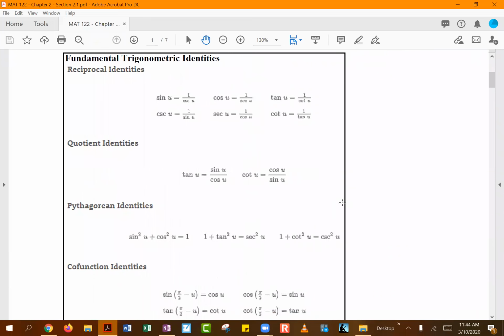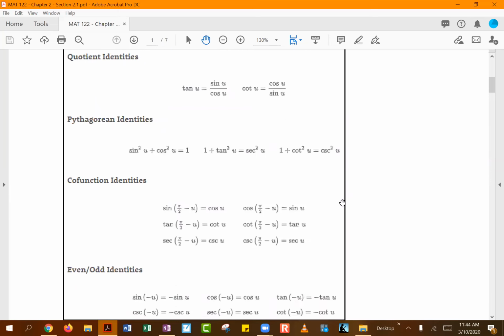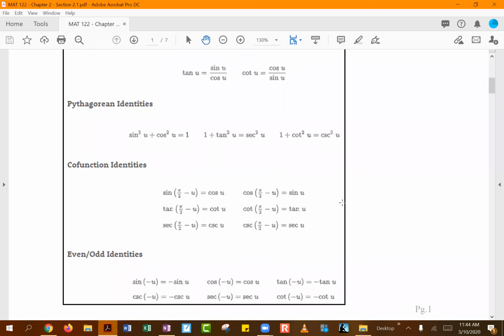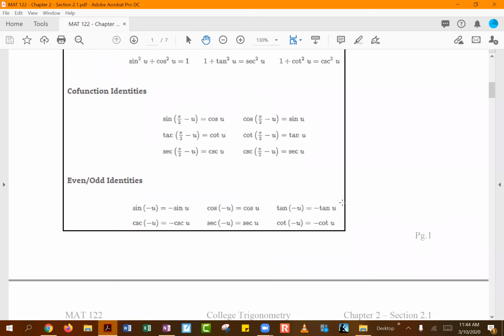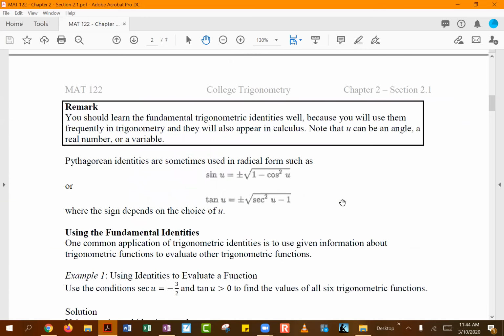So all of these fundamental identities that you see here, we've talked about these in chapter 1. So you've got your reciprocal identities, quotient identities for your tangent and cotangent, Pythagorean, we've talked about those. We talked about cofunction identities, and then of course, remembering that cosine and secant are the only two even functions. Sine, cosecant, tangent, and cotangent are all odd functions. So again, they're saying it may not be a bad idea to remember these fundamental identities.